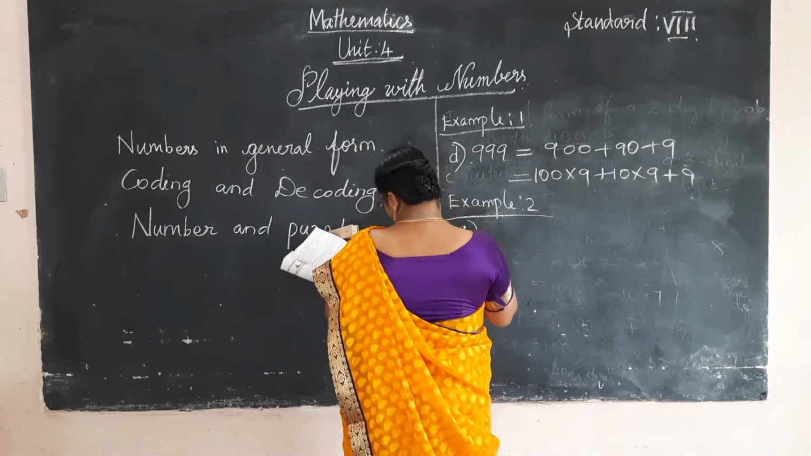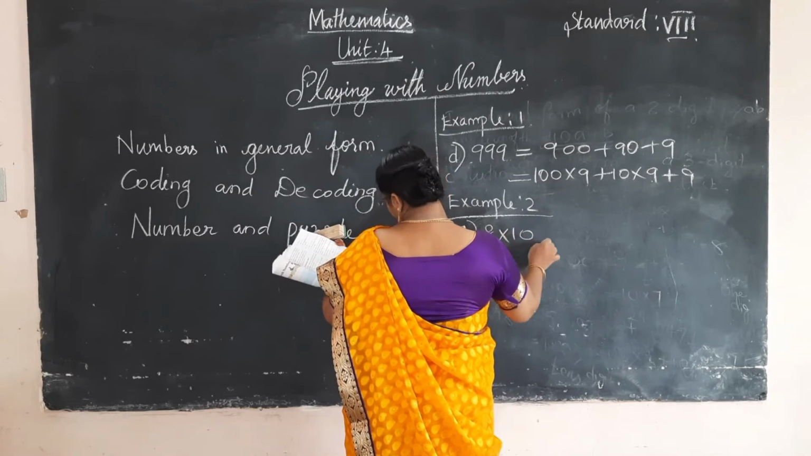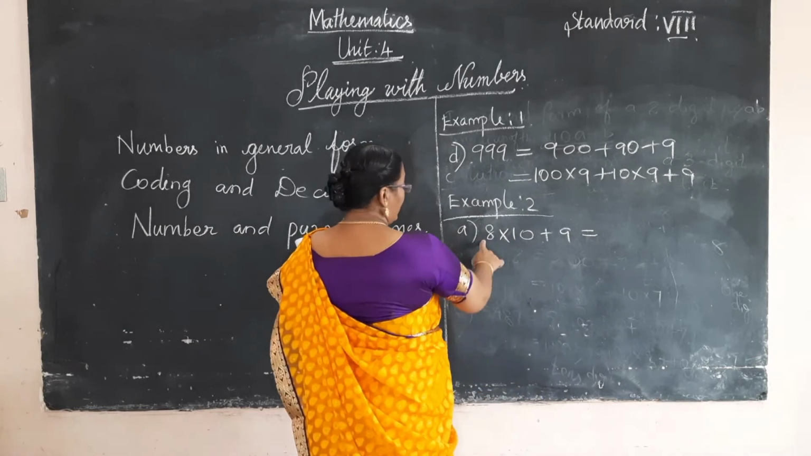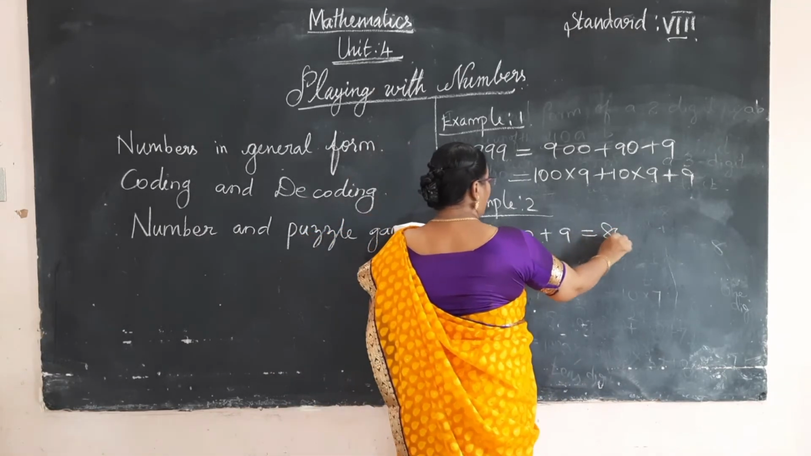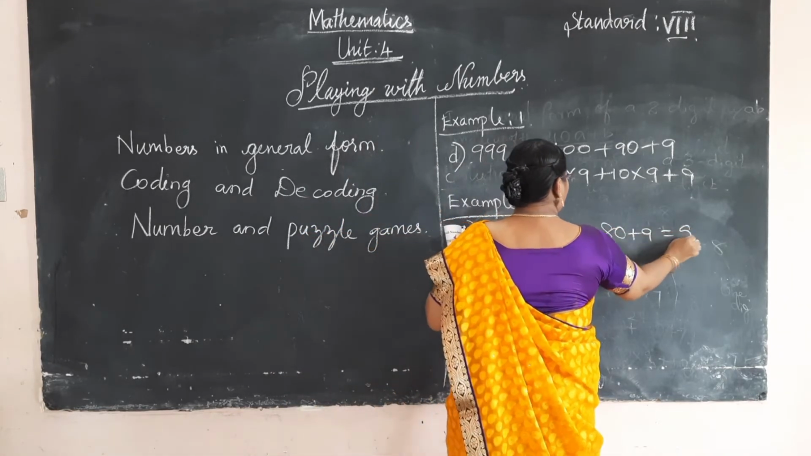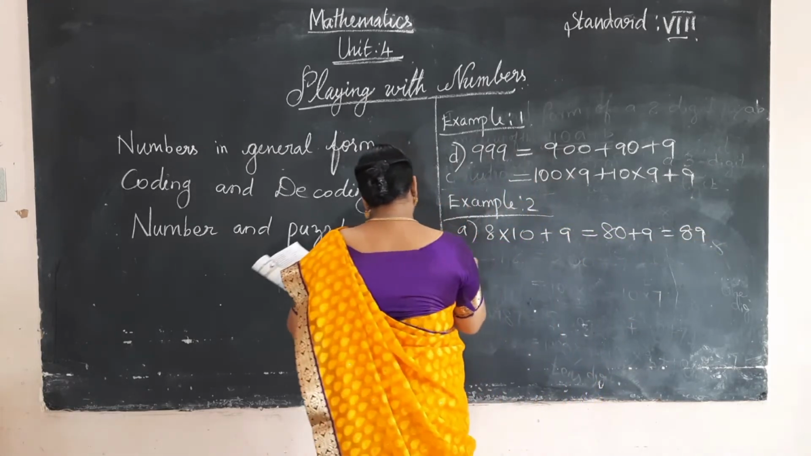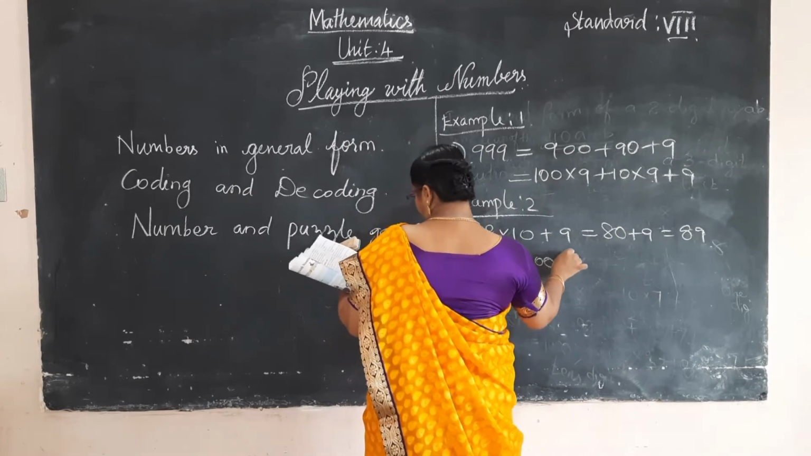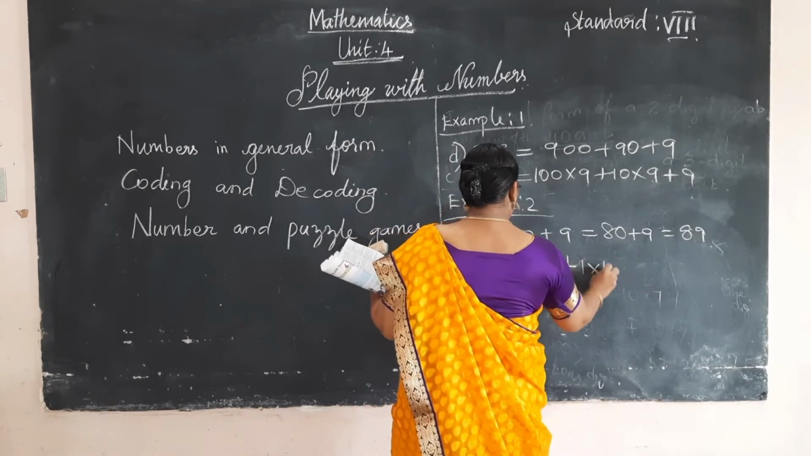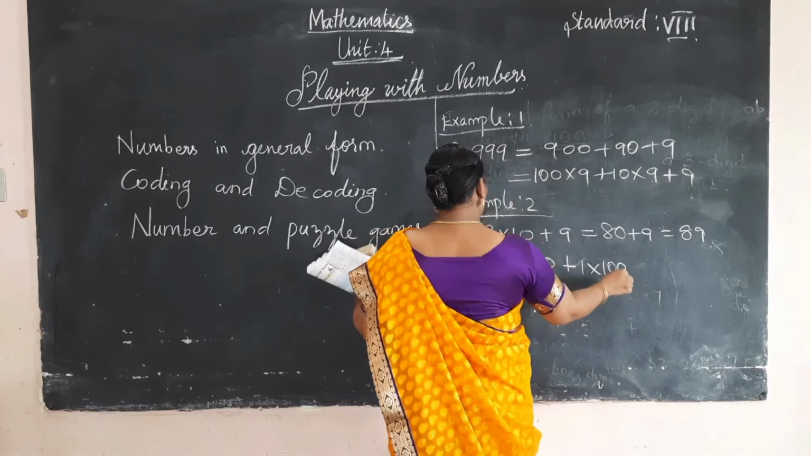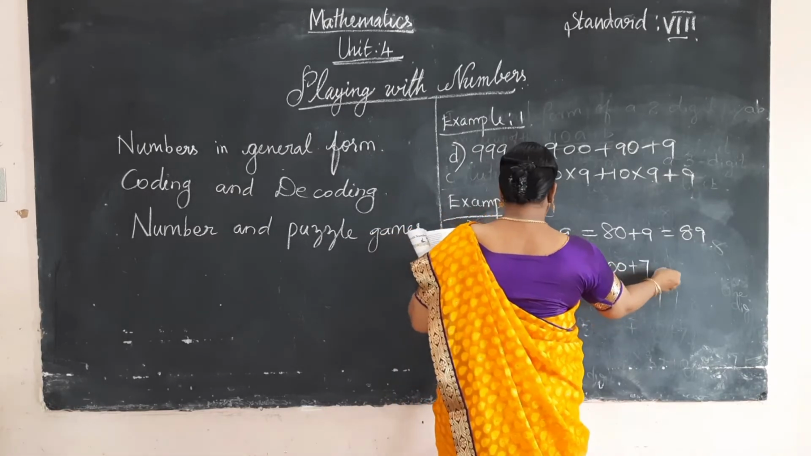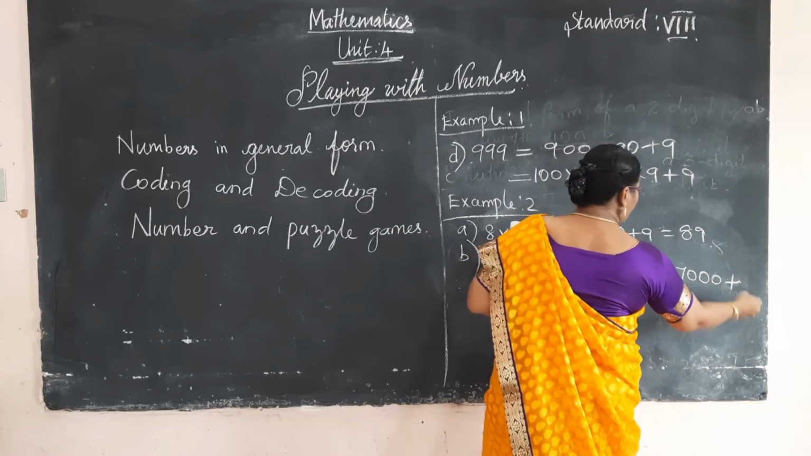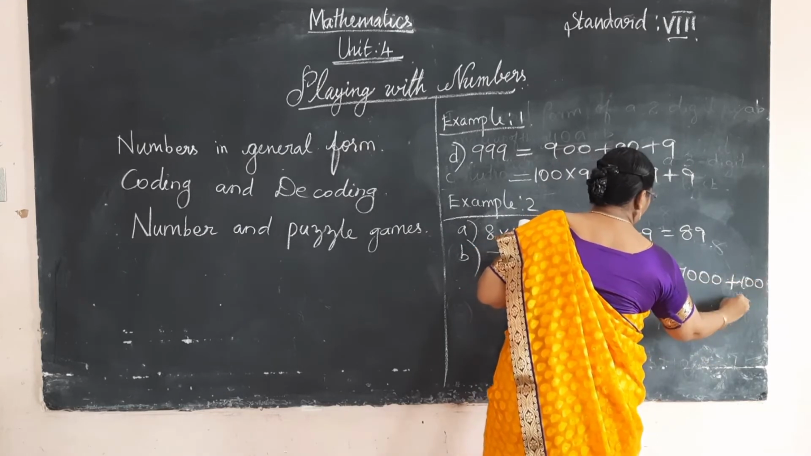So the first one, A: 8 into 10 plus 9. How can you write? 8 tens are 80 plus 9. So what is the value? 89. And B: 7 into 1000 plus 1 into 100 plus 7. That is 7000 plus 100 plus 7.